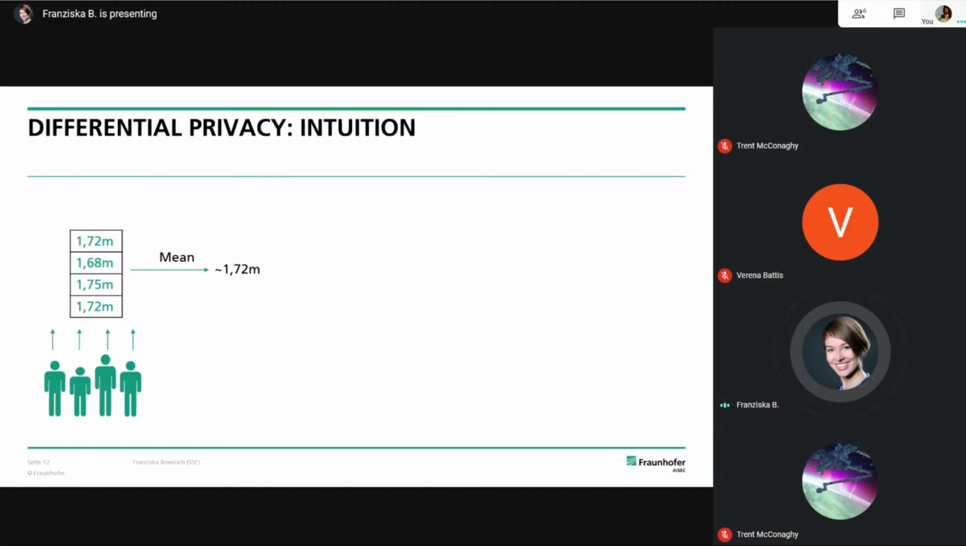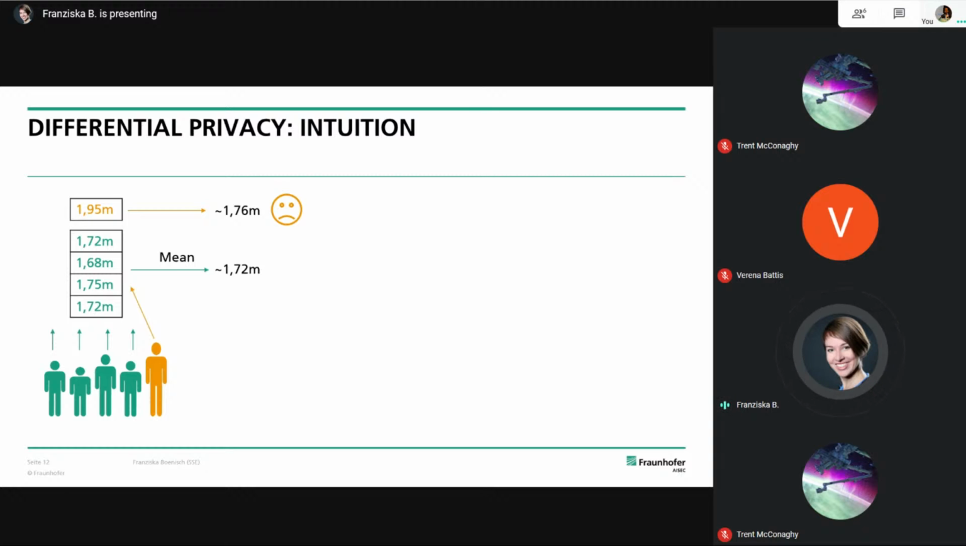But then imagine there is this orange person joining the group of people. As you can already see, this orange person is much taller than the green ones. So its data point may look like this. If you compute the mean value, you end up with a much higher mean than without this person. So even for an outside observer who just sees both mean values, it becomes clear directly that the person in which the data sets differ is much taller than the other ones, and so the privacy of this person is disclosed.